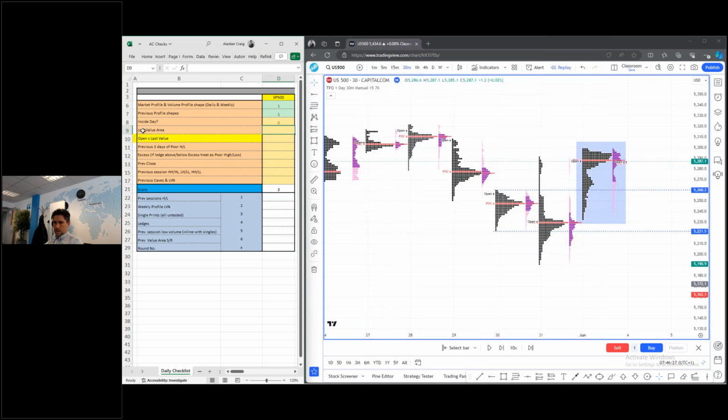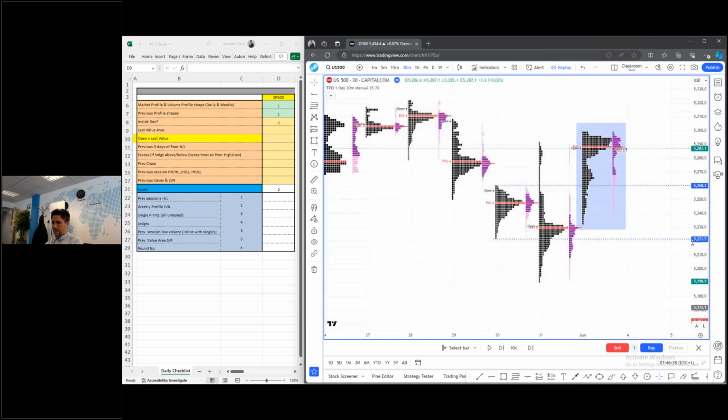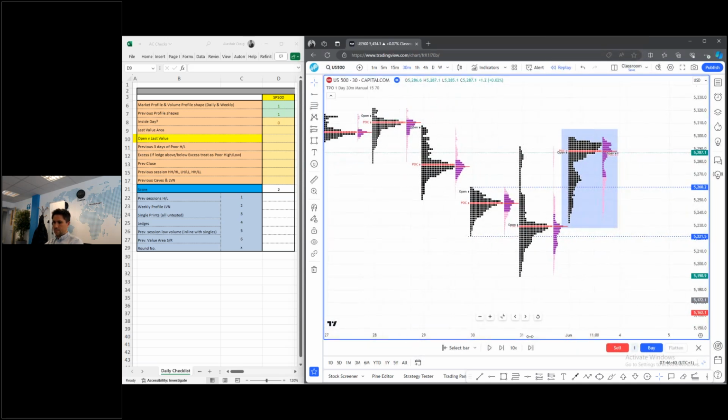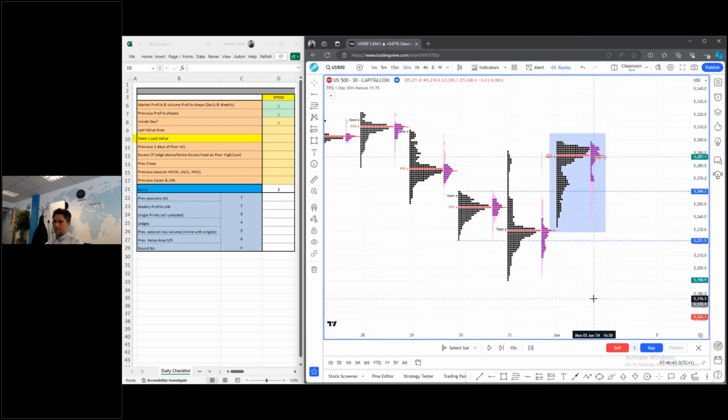The next question just says last value area, and this is referring to where is the position of the last value area? Where has it gone? You know, has it moved higher? Has it moved lower? Is it overlapping? Is there a clear step change in where is accepted and fair value? Okay, and for that, I'm going to be looking at the two previous value areas. So this one here, the dark purple, and this one here.